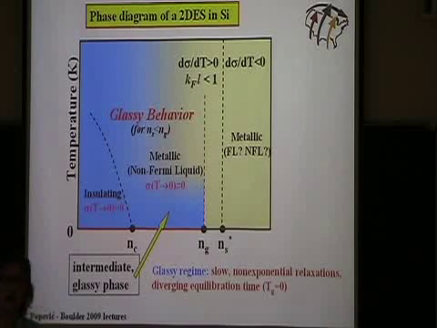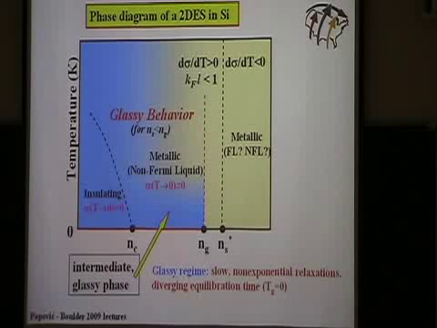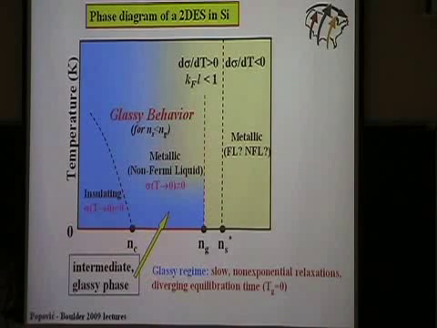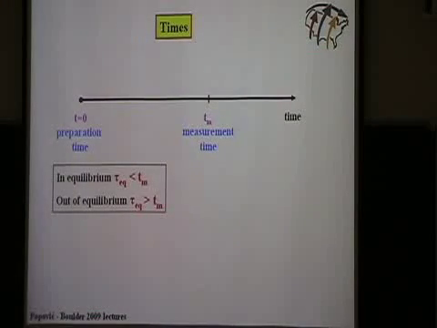Okay, so are there any other manifestations of glassiness? Can we also find other types of behavior that are similar to what is seen in other glassy systems? So as I just mentioned, if our measurement time is shorter than the equilibration time, then for all practical purposes the system is out of equilibrium. And this is the case that we are going to study.